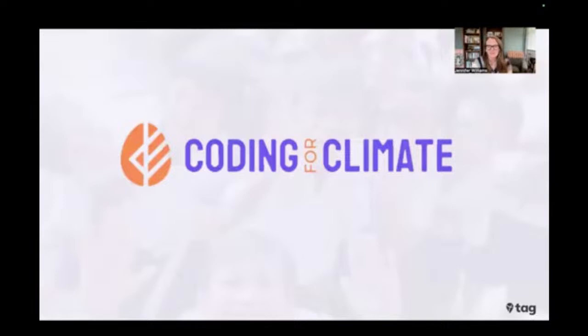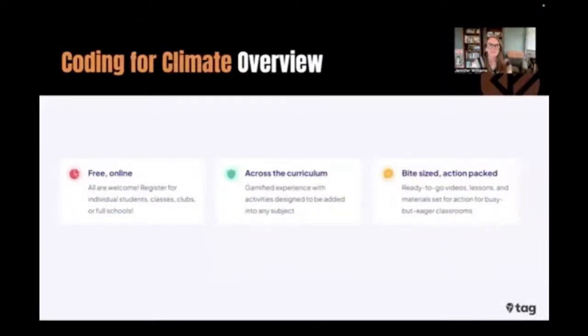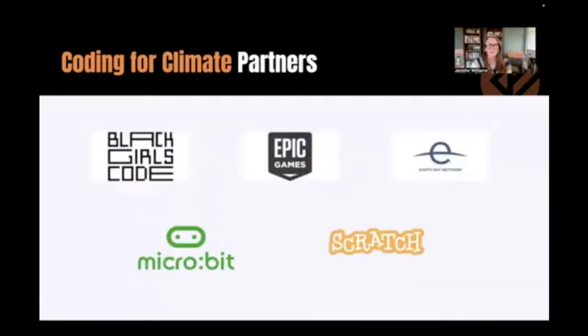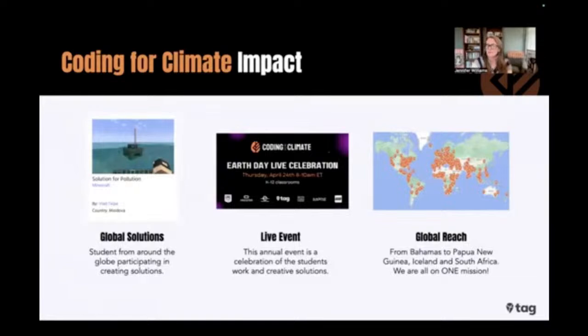This is our project, Coding for Climate, and this happens every year. It's free, it's online. We do this in partnership with Earth Day. So as we're building towards April 22nd, we have bite-sized learning opportunities for classrooms that are action-packed. We move through 3 phases of learning. And we have some awesome friends and partners who join us along the way. So if you haven't yet used coding and computer science in your classroom, this is a great way to get started. We're incorporating global solutions. We have a fun live event around Earth Day, and we have opportunities for connecting globally.